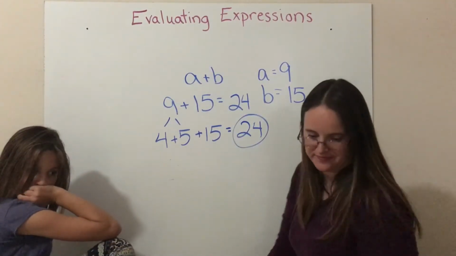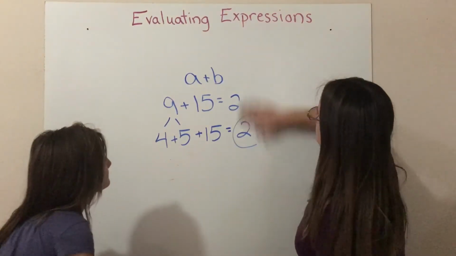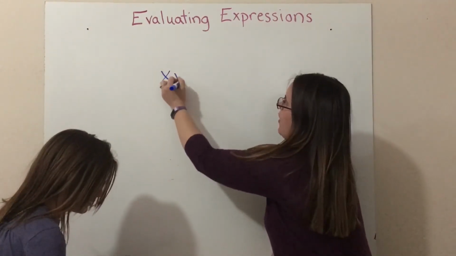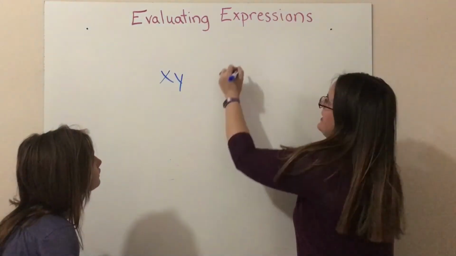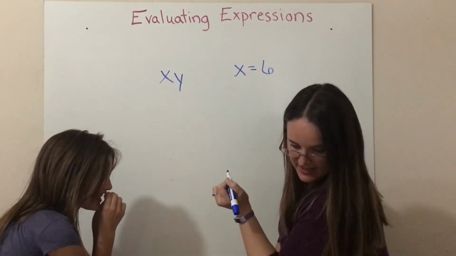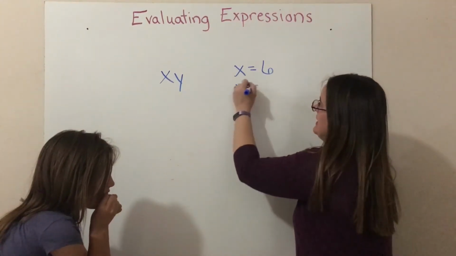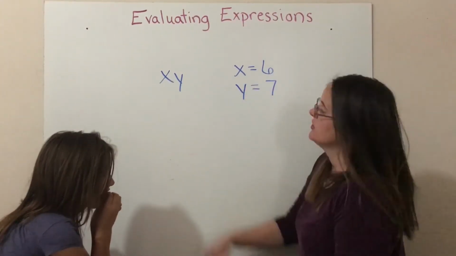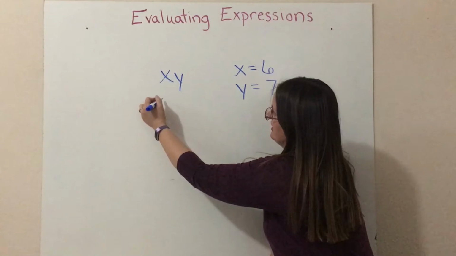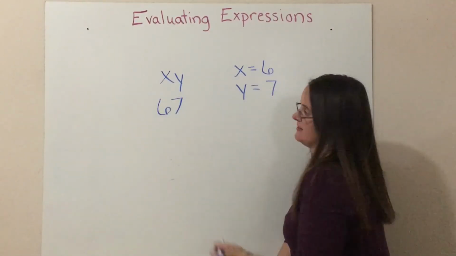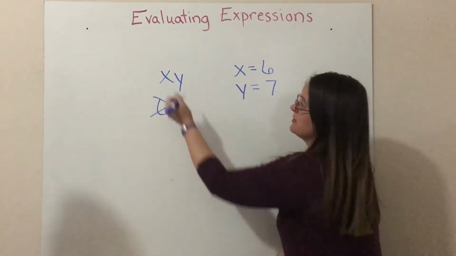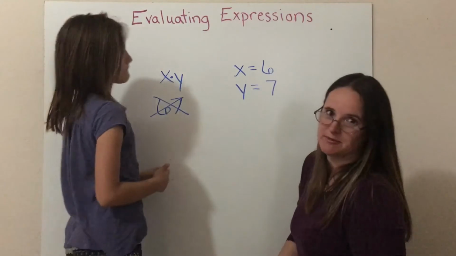And there's our answer. Okay, problem C. What is the value of xy, when x is, another word for equals, 6, and y is 7? So keep in mind we have a letter next to a letter. I am not looking for 67 as my answer.